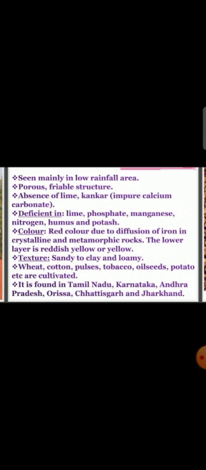Wheat, cotton, pulses, tobacco, oilseeds, potatoes, etc. are cultivated. It is found in Tamil Nadu, Karnataka, Andhra Pradesh, Odisha, Chhattisgarh, and Jharkhand.